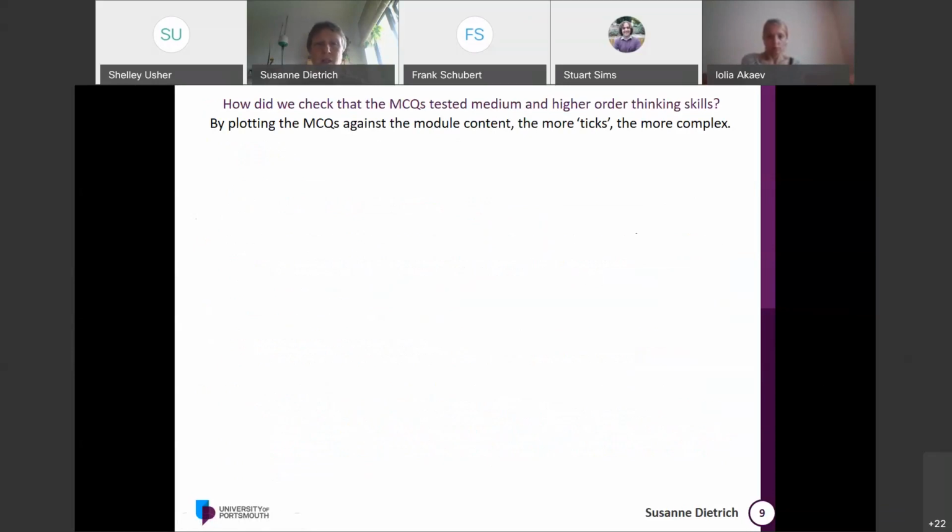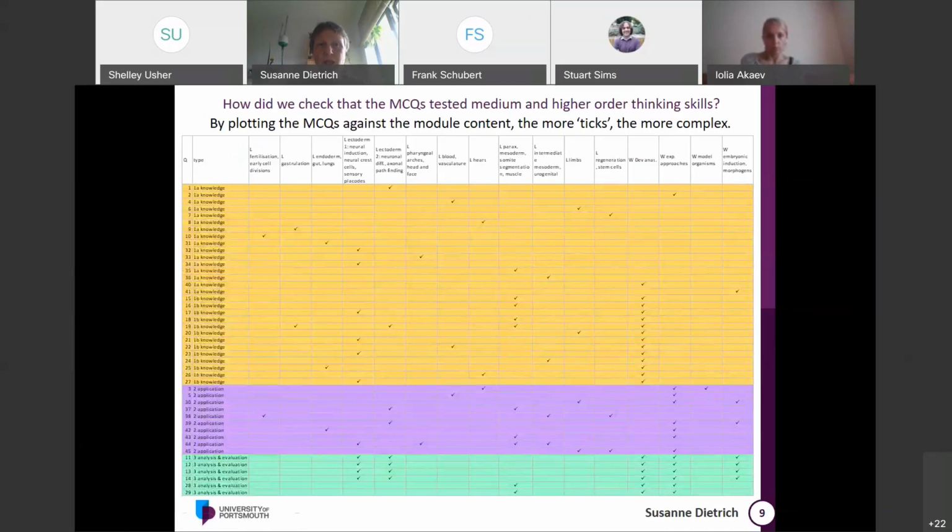So first, I plotted the content of the MCQ against the content of our various sessions, so our lectures and our workshops. And you can see that typically the MCQ questions asking for knowledge and understanding have one tick against the content of, say, a particular lecture. So here really we wanted students to show that they understand particular facts that we presented in the sessions.